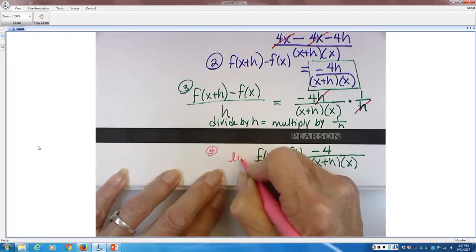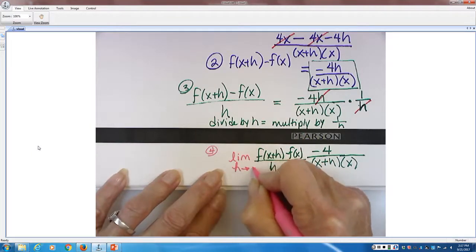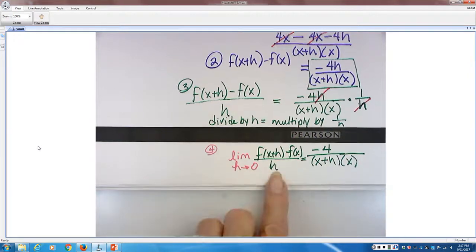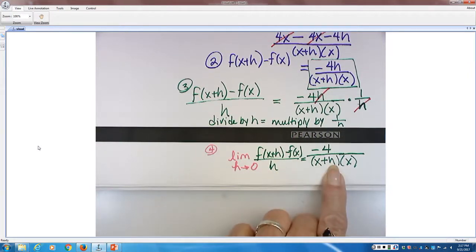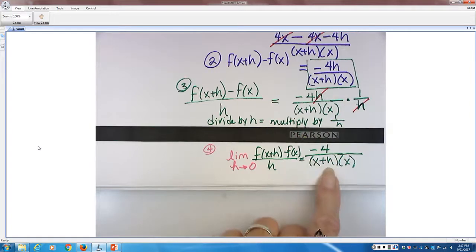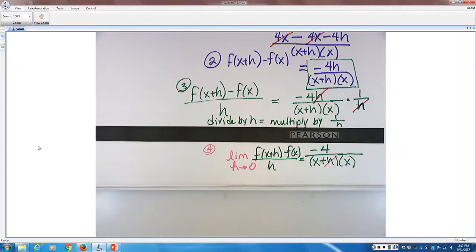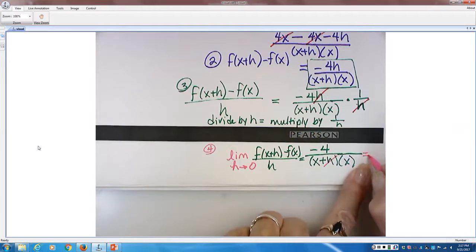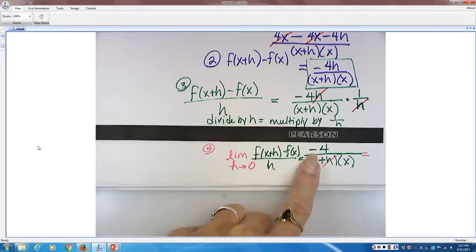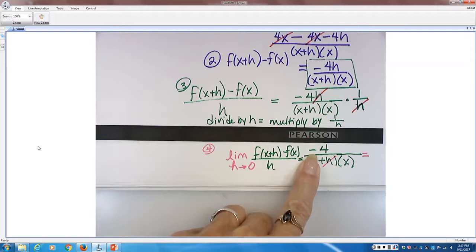And all we're doing in step 4 is we're going to take the limit as h approaches 0. In other words, at this point, can you actually let h be 0 now in this expression? Does anything bad happen? What happens when you take x and add 0 to it? It just becomes x, right? So when you take the limit, what do we actually have then? Does it change -4? No.